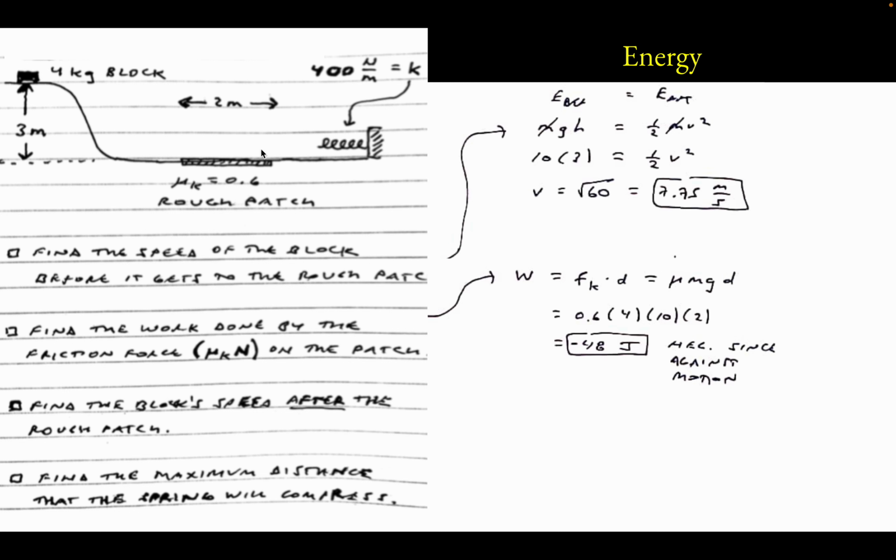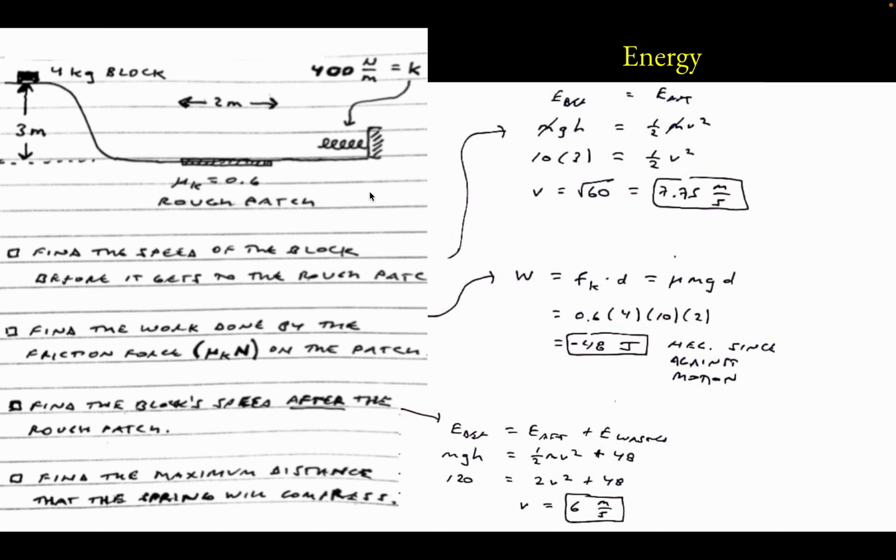And so then what we're supposed to do is get the speed after the rough patch. And the concept I like to use there is you'd say, well, E before is E after plus any that got wasted. So the E after will be a little bit less because some is going to get wasted. Well, in fact, exactly 48 joules is going to get wasted.